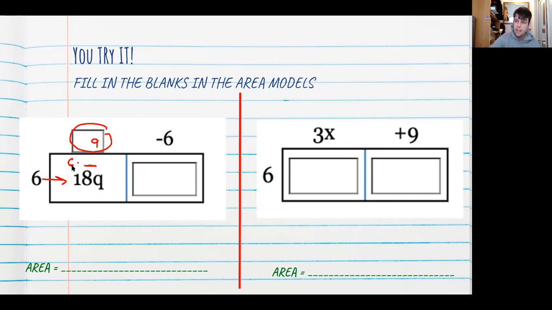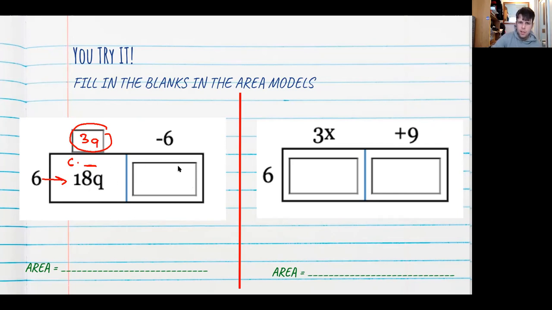So now the next question is a little trickier sometimes, but 6 times what is going to give me 18? 6 times 1, 6 times 2, 6 times 3. The thing that we're missing is a 3. 6 times 3 is 18. So our total term for this binomial here will be 3q. That way we get that. You can always test it back out, make sure it works. 6 times 3q, yep, that's what we get.